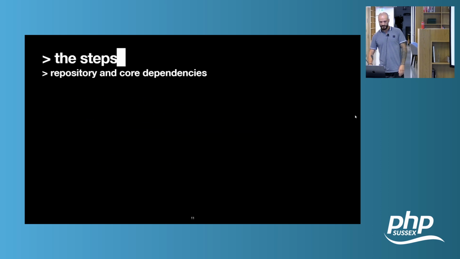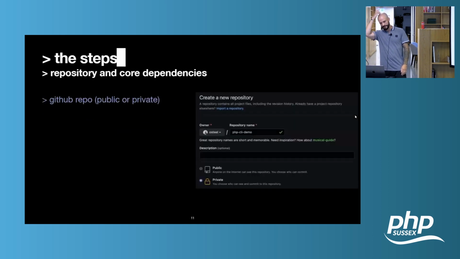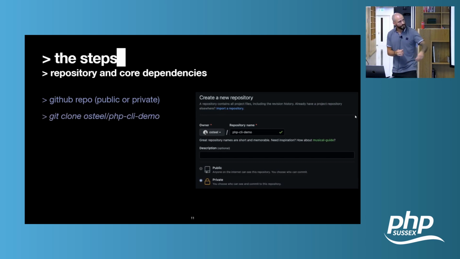Okay, so the first concrete step is to create the GitHub repository. It can be public or private, that's up to you. The only thing you need to know is that later, upon submitting the package to Packagist, the repository will need to be public at this stage. So here I created mine, I called it php-cli-demo. And once you've done that, you clone the repository locally, so with git clone. Hostil is my nickname on GitHub, and so it's also my vendor name, just so you know.